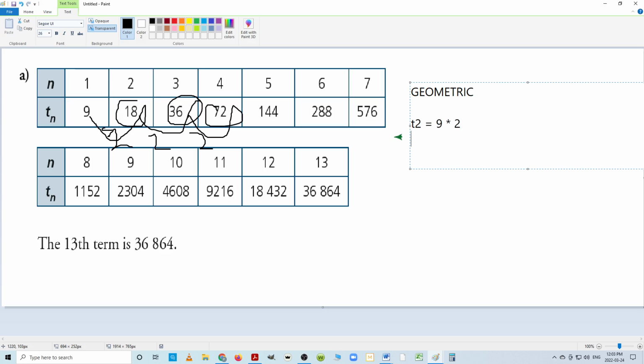So let's see if that's true. Is term 2 18? Yes, it is. Term 3 is going to be equal to term 2 times my ratio, which is 2. Term 2 is 18. 36. Yes, that works. However, I don't want to keep doing that.